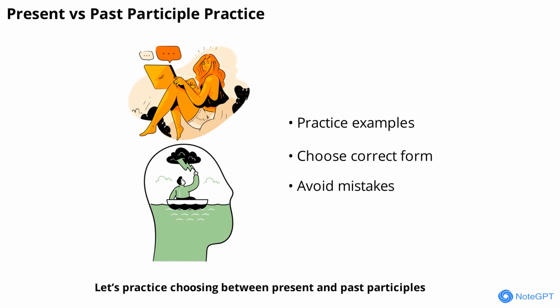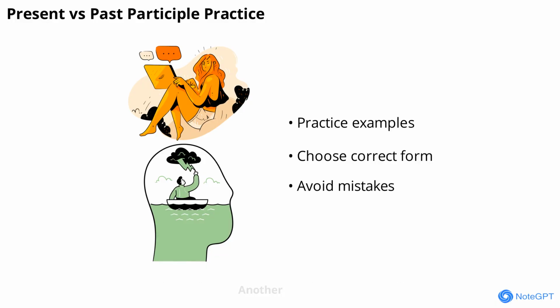Let's practice choosing between present and past participles. For example, "The workers had a long talk with the manager, [blank] why they didn't want to work on Saturdays." Should we use explained or explaining? The correct answer is explaining, because the workers are the ones giving the explanation. Another, "She had a [blank] expression on her face." Here, concerned is correct because it describes her state.